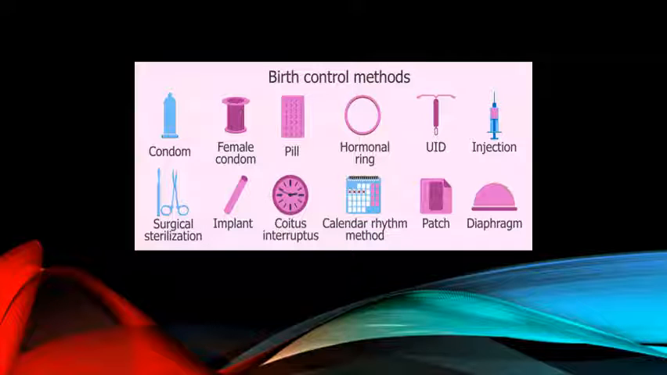So these images show the birth control methods. That is a summary of all the birth control methods we have discussed. So first you can see the image of condom, and female condom is there, pill, hormonal ring, IUD, that is copper T, injections, implants, and the surgical methods are there, calendar, rhythm methods, patch, diaphragm and so on. We have discussed each and every method earlier.